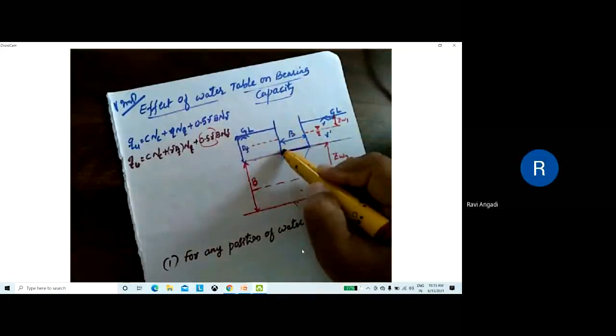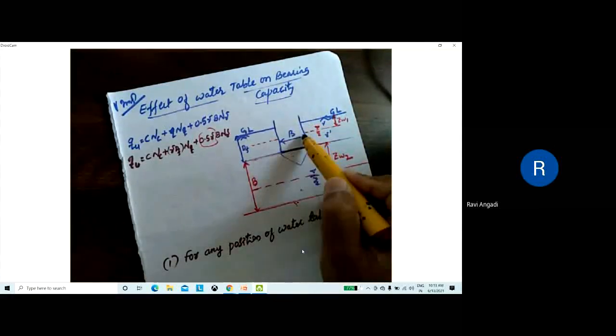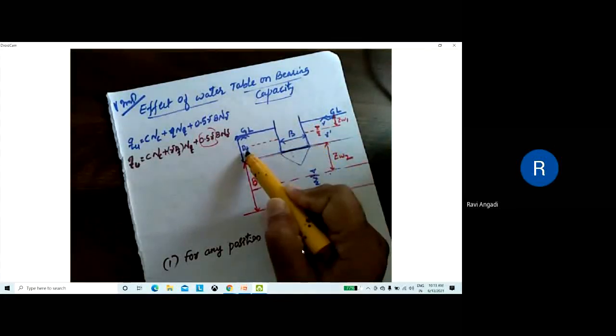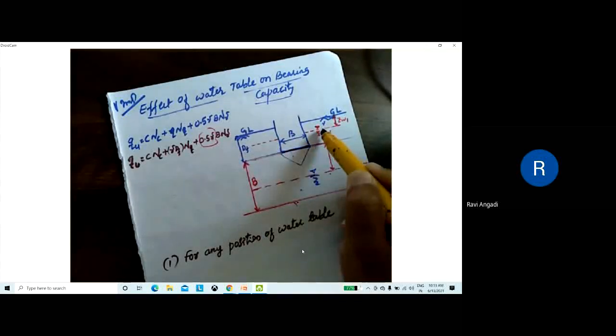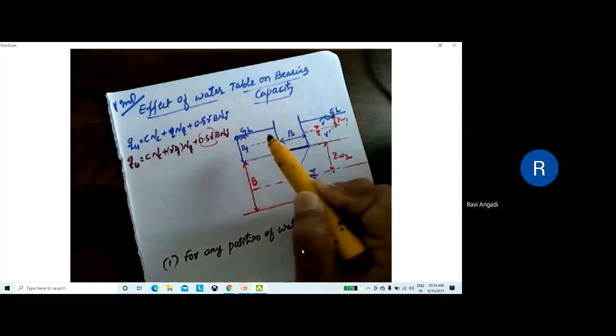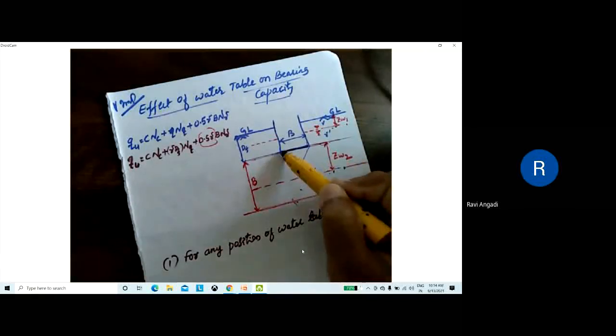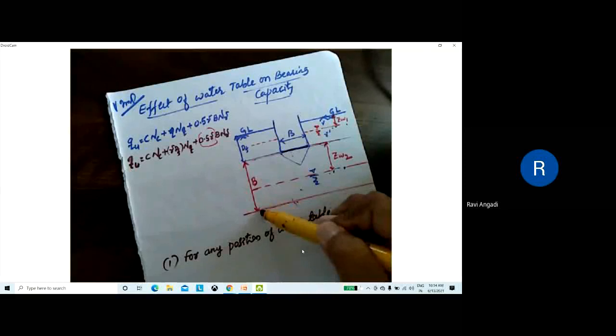So this is the footing. B is the width of the footing. TF is the depth of footing. And here I have marked the water tables, one above the base of the footing, one below the base of the footing. Then the depth of water table from the ground level is ZW1. Then the depth of water table from the base of the footing is ZW2. And again I have marked one more, the depth below the footing as B.